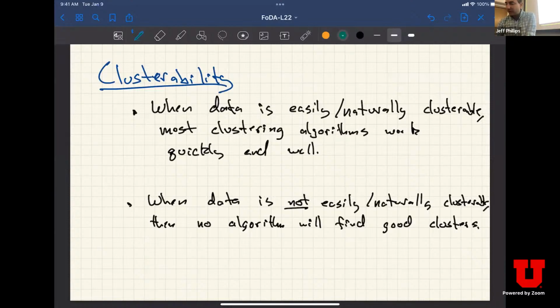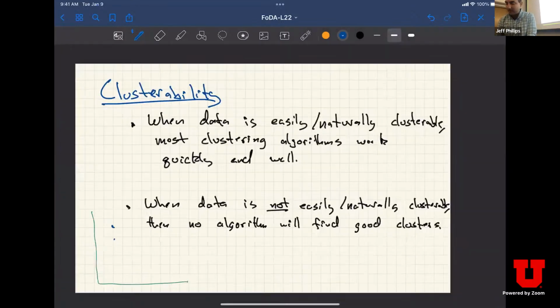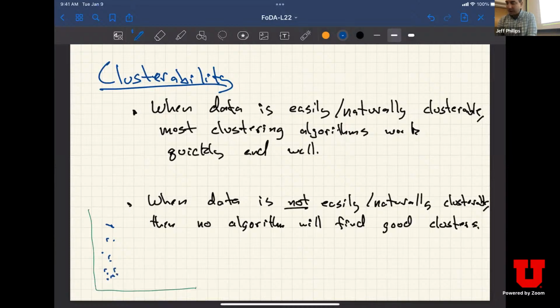I taught the data mining class here for many years, and in it you do a large project on data that you choose yourself. And people came with data and said, I want to do clustering on it. Let me try a bunch of these algorithms. And a very common type of data looks kind of like this.